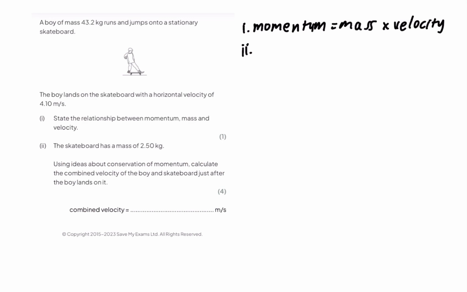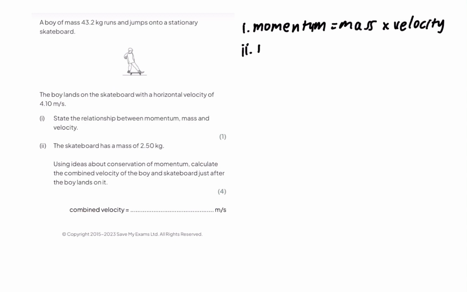Part 2 states that the skateboard has a mass of 2.5 kilograms, and using ideas about conservation of momentum, calculate the combined velocity of the boy and the skateboard just after the boy lands on it. Okay, so we know that conservation of momentum is just momentum before a collision is equal to the momentum after a collision. So the momentum before this collision would be the boy's momentum plus the skateboard's momentum.